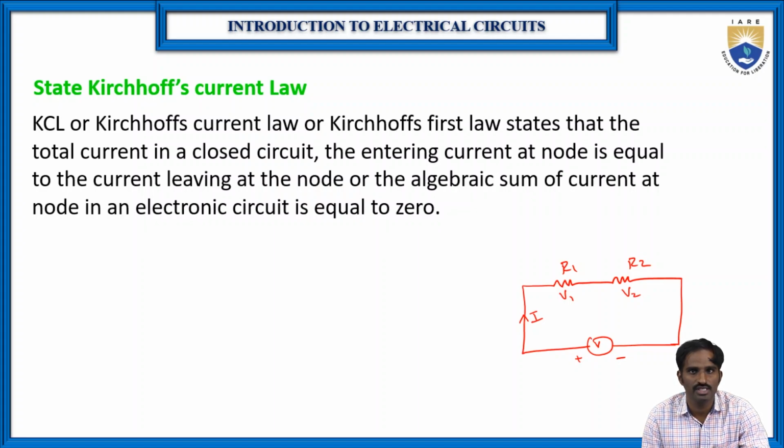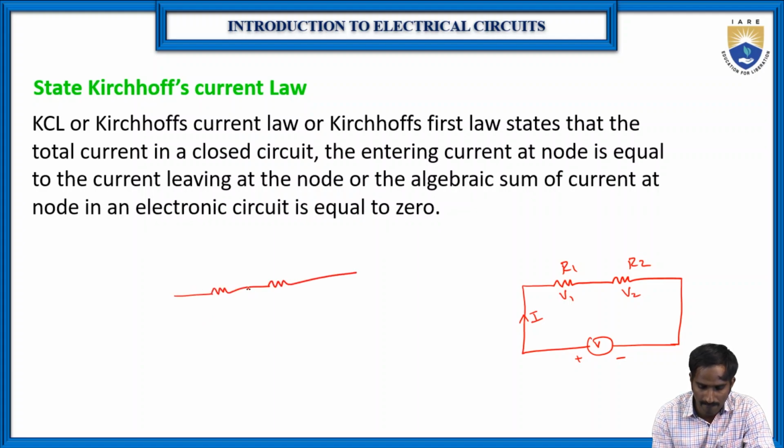According to Kirchhoff's current law, or Kirchhoff's first law, the total current entering a node is equal to the current leaving the node. Suppose I consider another circuit, this one. Let us consider these resistors are R1, R2 and R3. This is V. The current flowing through R1 is I1.